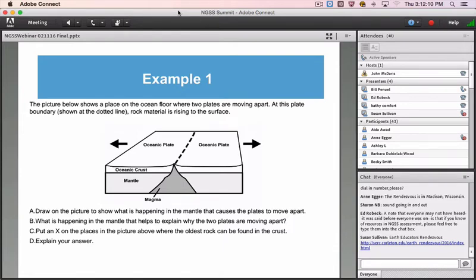If you think about what you might find on the web, you're likely to find factual questions that ask, like, what kind of plates are coming together here? What do we label this? And really, that's what I would call a less than one-dimensional item. And all it's doing is measuring recall.